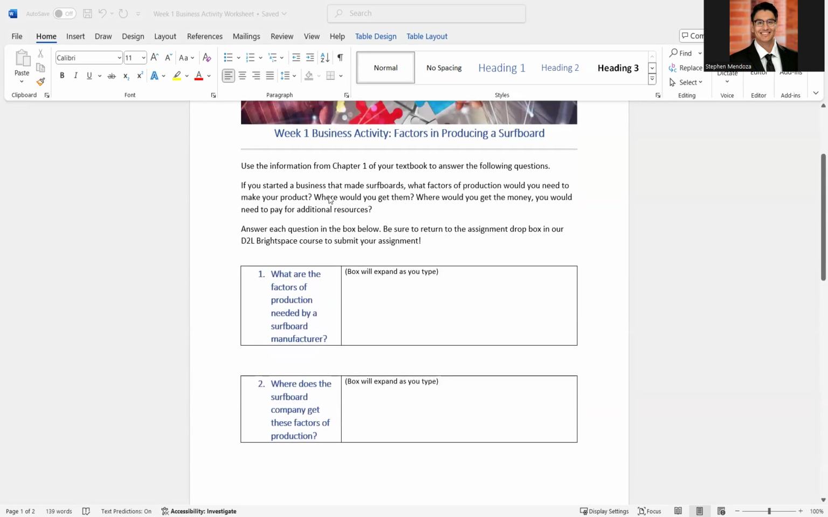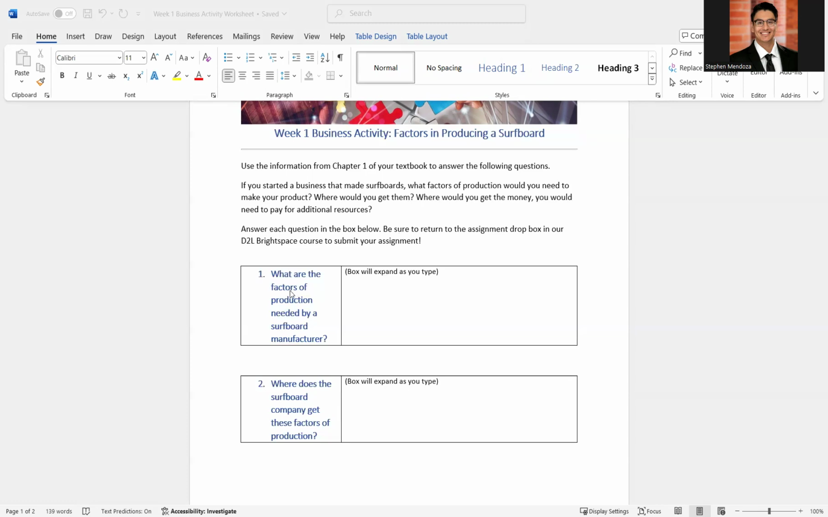So, if you started a business that made surfboards, what factors of production would you need to make your product? Where would you get them? Where would you get the money you need to pay for additional resources? So answer each question in the box below. Be sure to return to the assignment Dropbox in our D2L Brightspace course to submit your assignments.